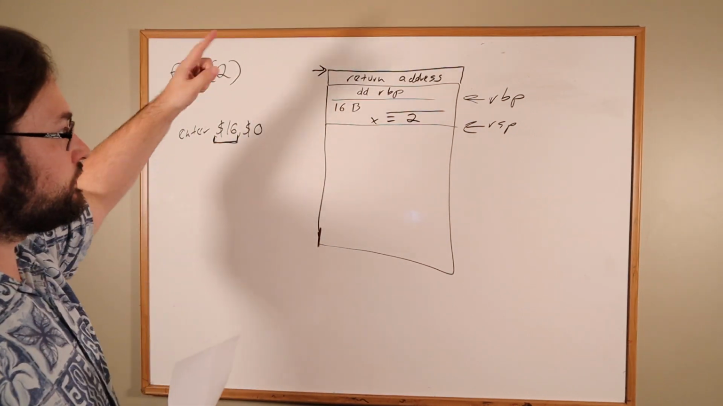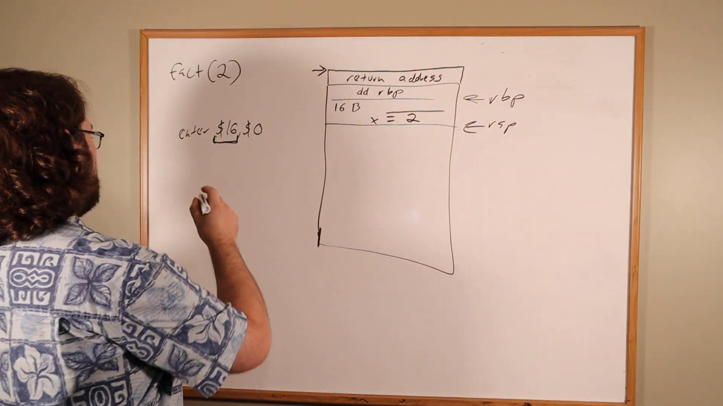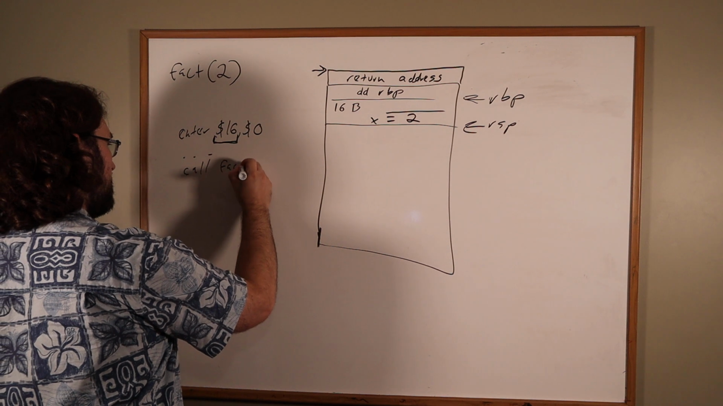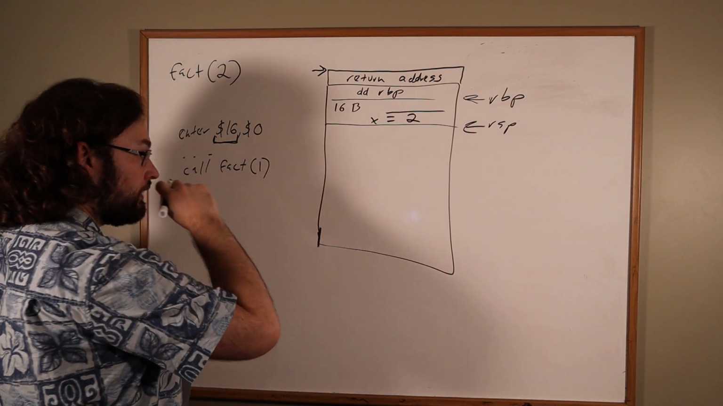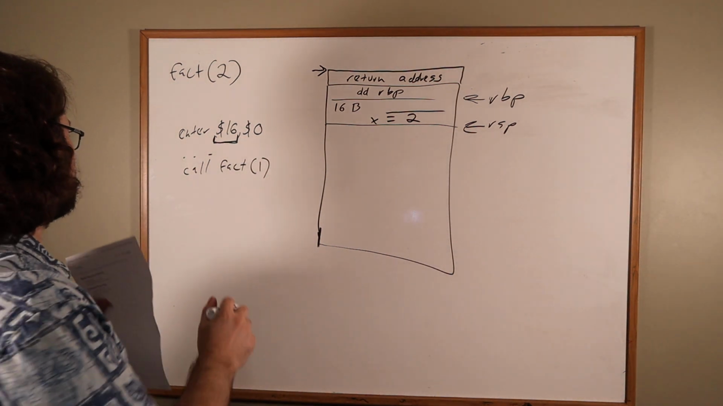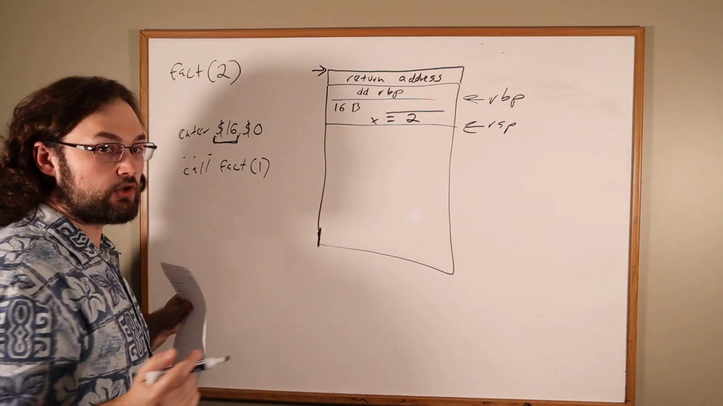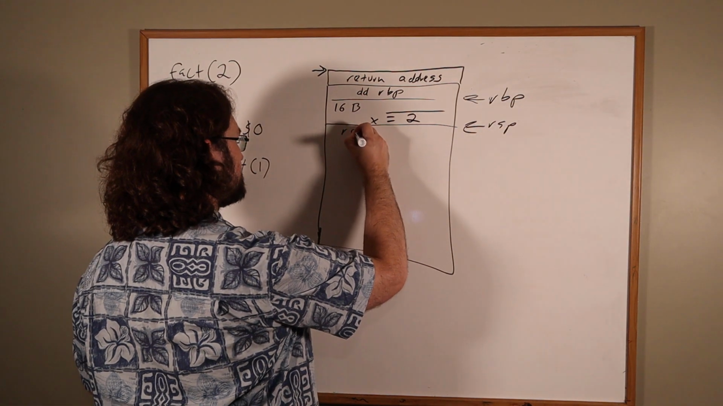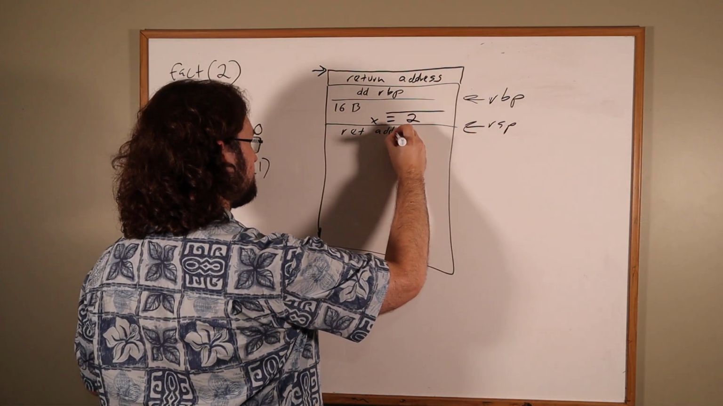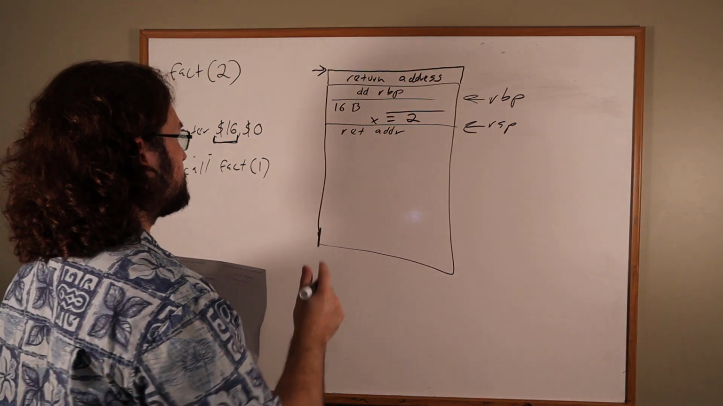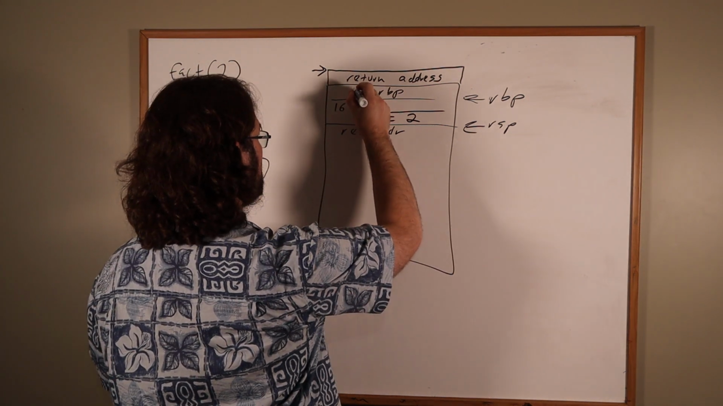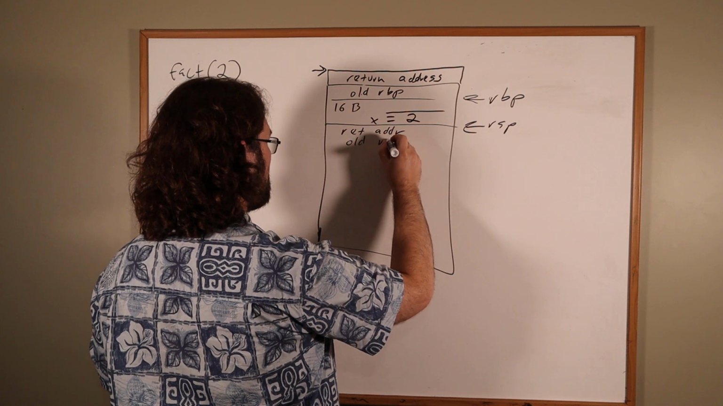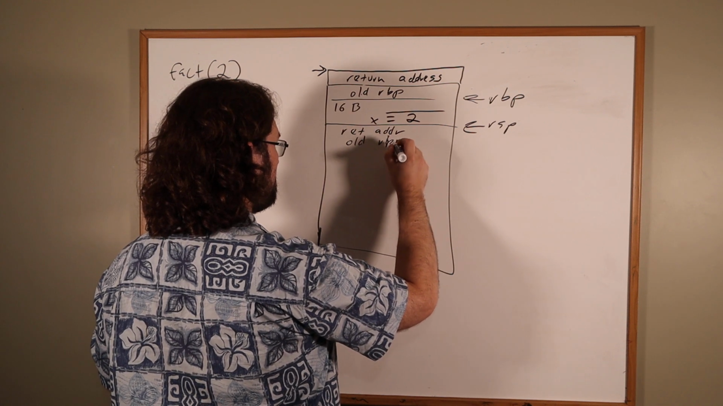All right, so once we've done all this, we say enter, then we do some stuff, and then we're going to call fact with x minus 1. And so let's go ahead and do that. We're going to call fact. So the call instruction is going to push a return address on the stack. The enter instruction is going to push the old RBP onto the stack.